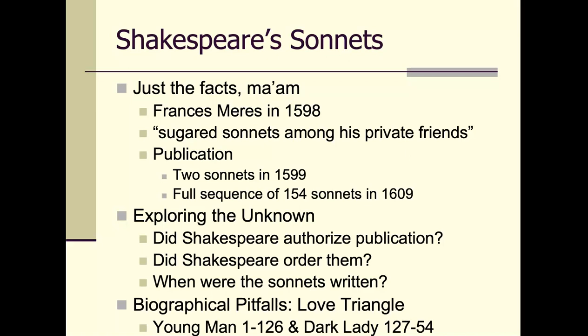Then we've also got these biographical pitfalls, the love triangle, when we look at Shakespeare's sonnets. He certainly is writing to a young man in sonnets 1 through 126, and a dark lady in sonnets 127 through 154. And many folks like to consider who that young man is, who that dark lady is. They like to put a biographical read to the sonnets. There is a love triangle. There's certainly some passion and love toward the young man, certainly some love and passion toward the dark lady, some jealousy between the young man and the dark lady.